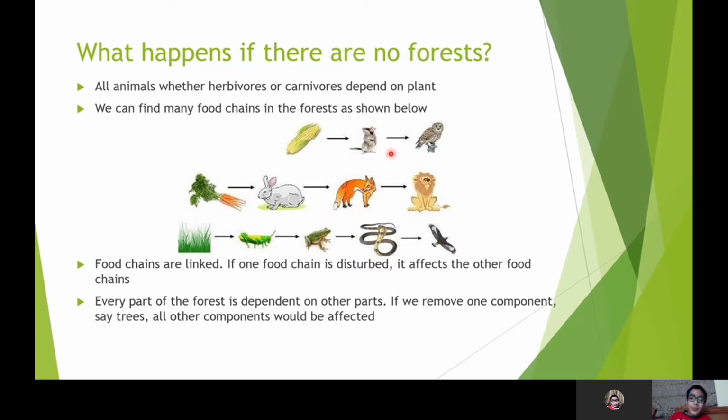The corn is eaten by the rat, the rat is eaten by the owl. The lion eats the fox, the fox eats the rabbit, the rabbit eats carrots. The eagle lives on the snake, the snake lives on the frog, the frog lives on the grasshopper, the grasshopper lives on grass. All food chains are linked. If one food chain is disturbed, all other food chains will be affected. Every part of the forest is dependent on others. If we remove one component, say trees, all other components would be affected.